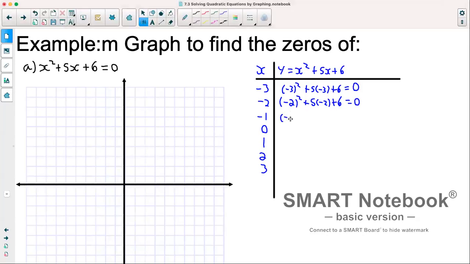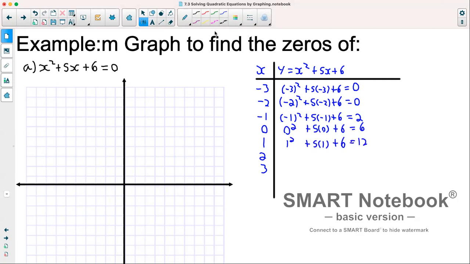Next, we have -1 squared plus 5 times -1 plus 6. -1 squared is 1. 5 times -1 is -5. 1 minus 5 is -4. Plus 6 gives us 2. Next, we've got 0, so 0 squared plus 5 times 0 plus 6 gives us 6. Next, we'll do 1, so 1 squared plus 5 times 1 plus 6. That'd be 1 plus 5 is 6, plus 6 gives us 12.